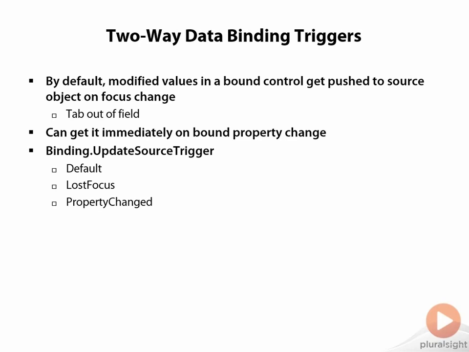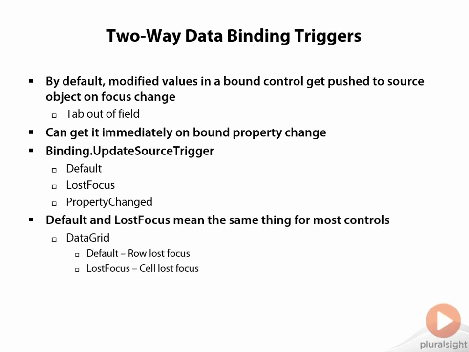Lost focus is going to wait until the focus leaves the control. Basically, default and lost focus mean the same thing for most controls. The one place they're different is in a data grid. Default means when the row itself that the editable control is in loses focus, whereas lost focus means the cell lost focus. So basically, if you set it to lost focus, as soon as you tab out of the cell, the value will be written to the source object.